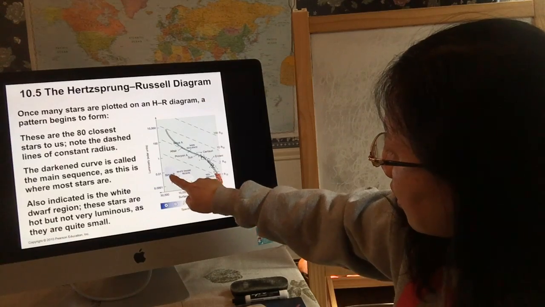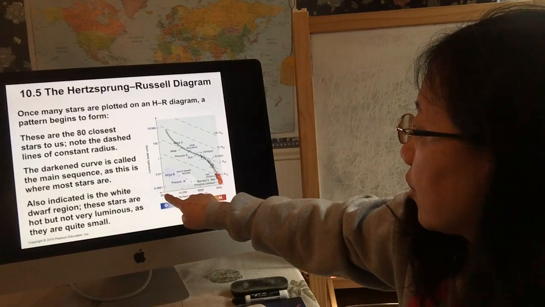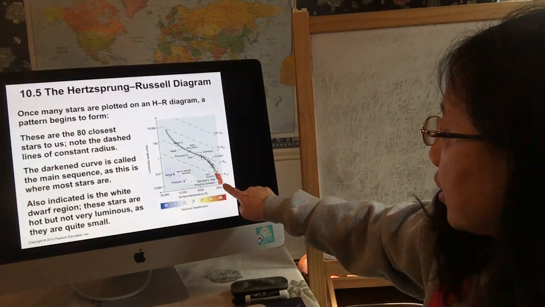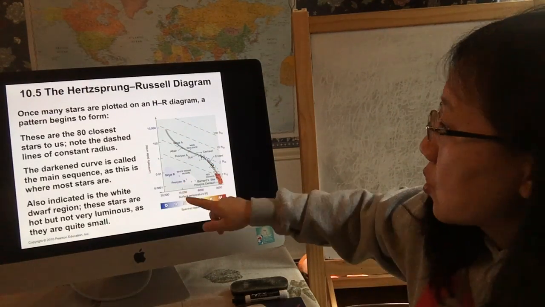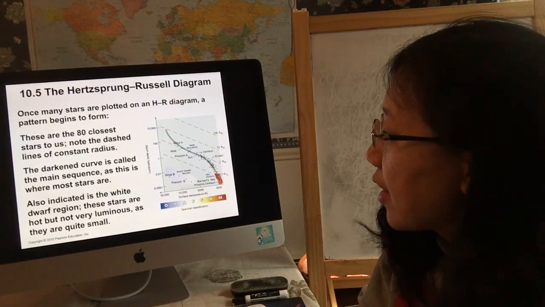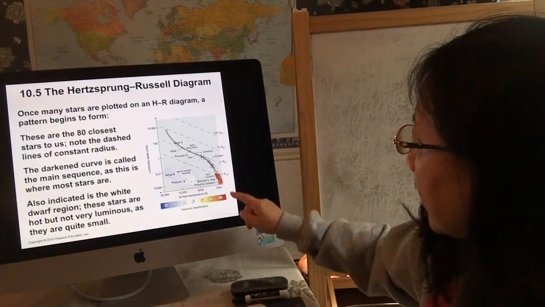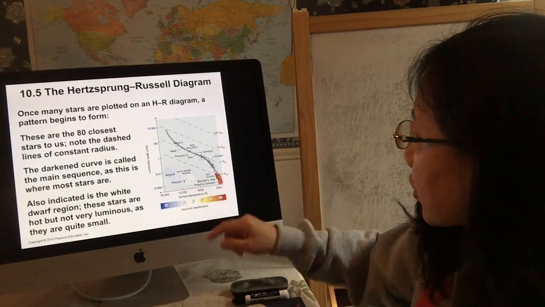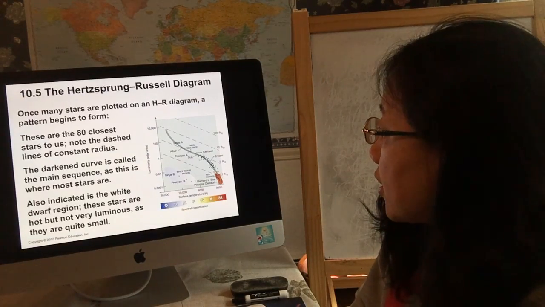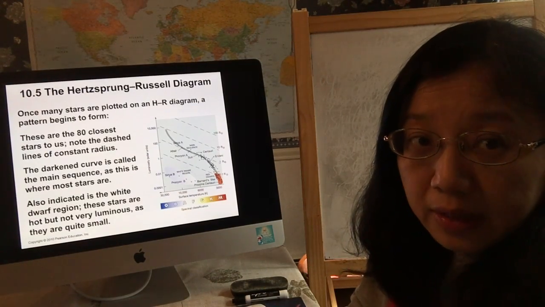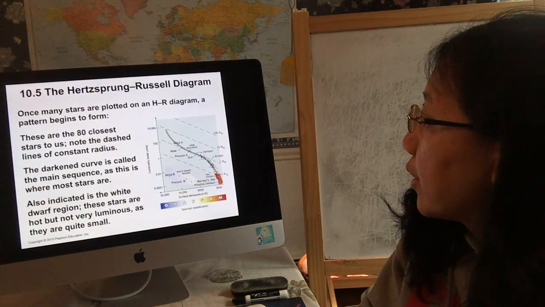You can see they're in the lower left corner of the HR diagram. Here we have high temperature, here we have low temperature. Here we have high luminosity, and here we have low luminosity. So white dwarfs are not very luminous, but their temperature is pretty high. On the other hand, the red dwarf has very low temperature as well as very low luminosity. So based on where the star is located, you can tell the luminosity as well as the temperature of a particular star you're interested in.